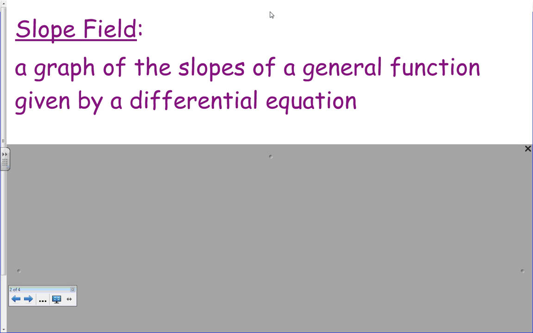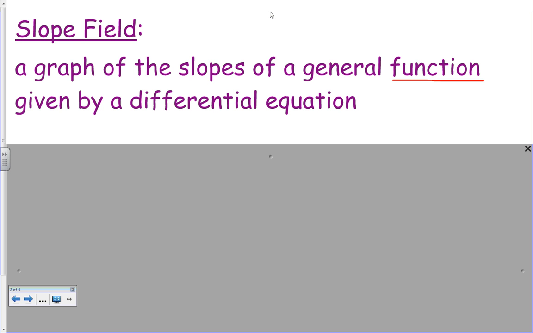All right, so let's start out with a definition of what a slope field is. It's a graph of the slopes of a general function given by a differential equation. So it's a graph of slopes. As the name indicates, it's a slope field, a field of slopes or a graph of slopes of a general function. And the key there is it's a function that you end up with, given by a differential equation.